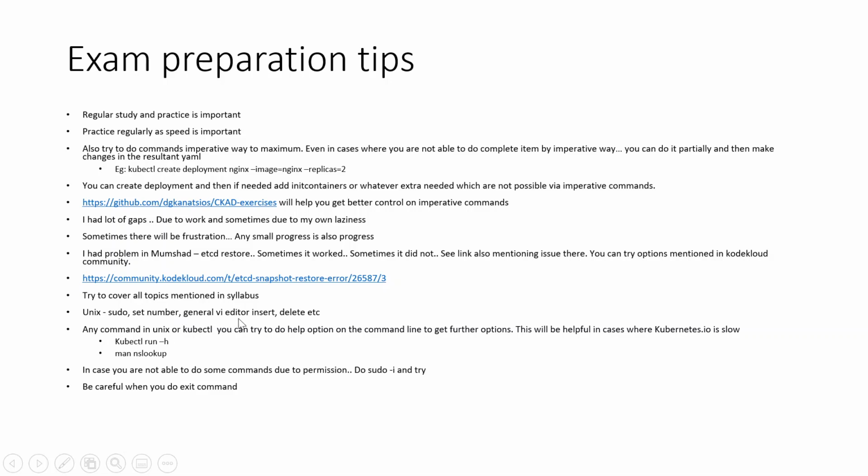In the general vi editor, insert, delete, whatever operations are there, you will have to be familiar with that as far as Unix is concerned. And for any command in Unix or kubectl, you can use the help option on the command line to get further options. This will also be useful in case kubernetes.io is very slow. For example, kubectl run -h will give the various options available, and man nslookup, for example, for a Unix command. So these will be useful.